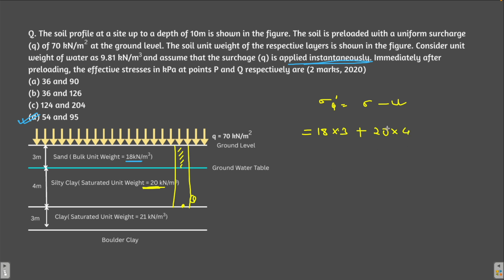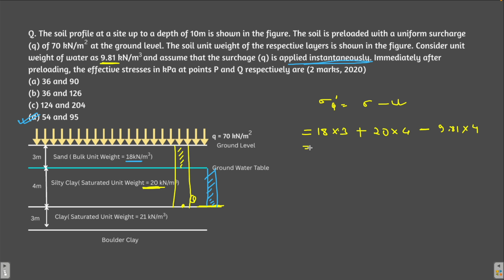And now we have to subtract the pore water pressure. So pore water pressure is how much? We have to take the unit weight of water as 9.81. And what is the height of the water column at this point Q? The height of the water column above point Q is up till this much, right? So it is 9.81 into 4, right? We have to take the height of the liquid column and not the entire height. So if we solve this, we are going to get the answer.